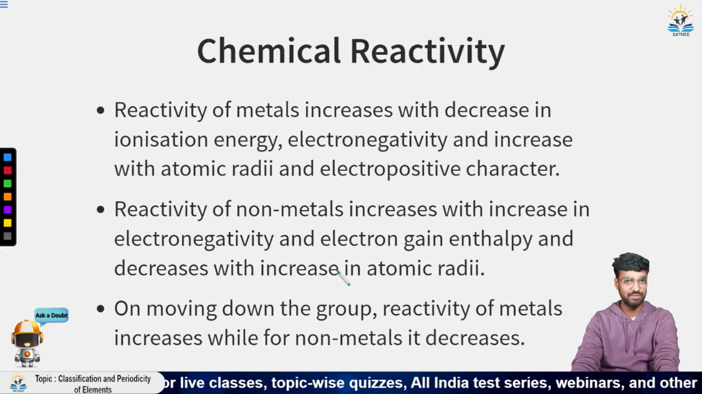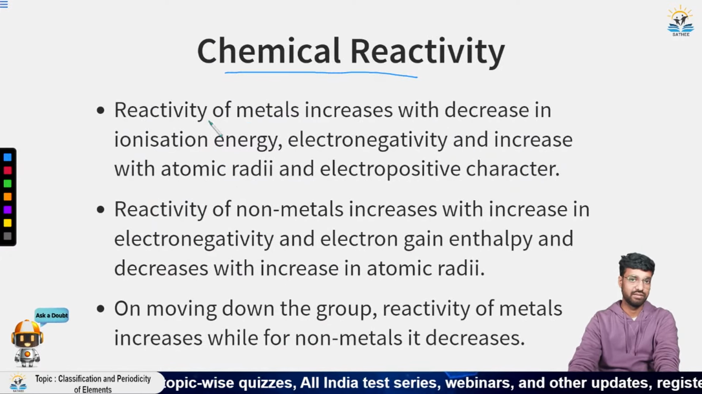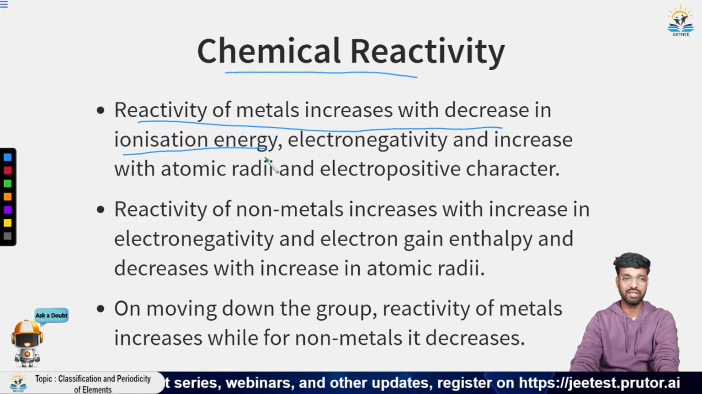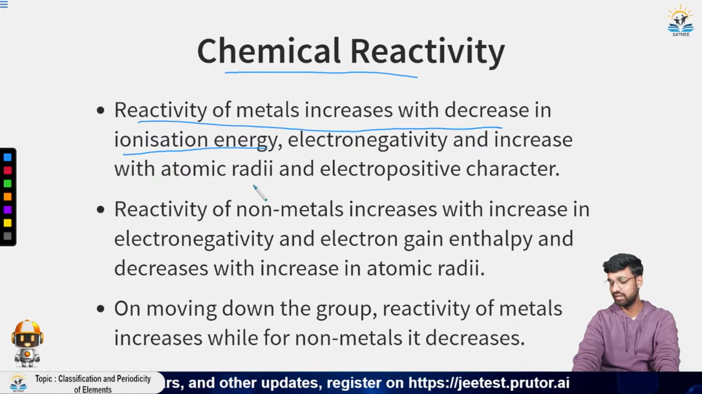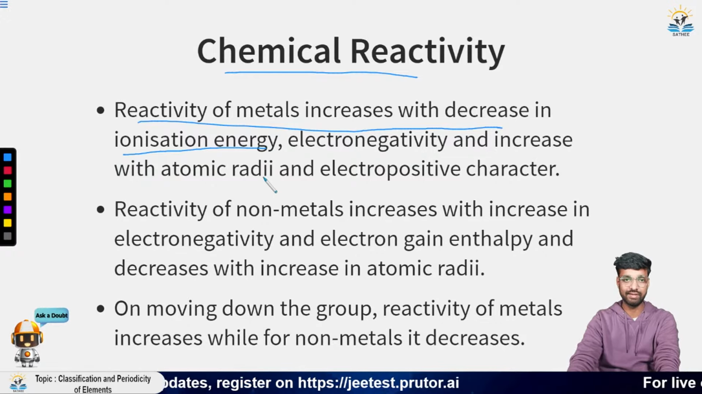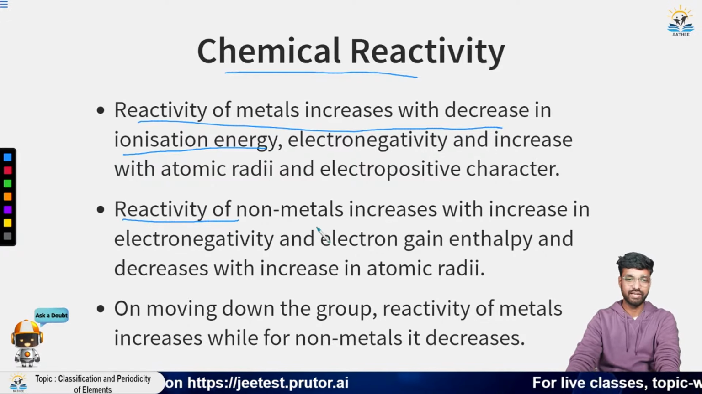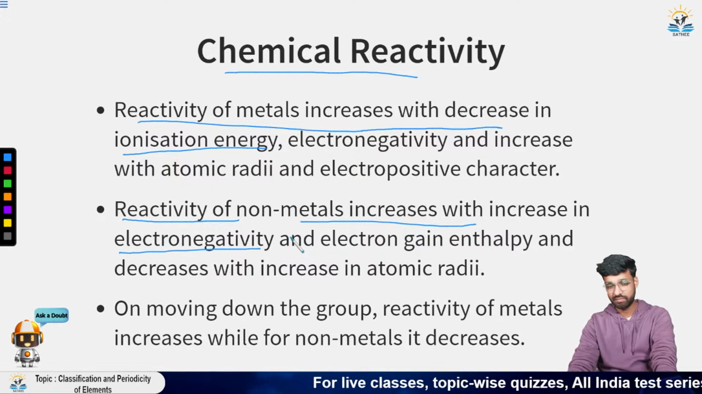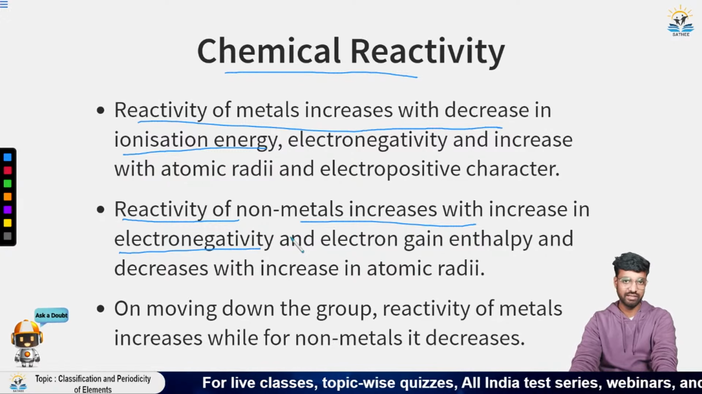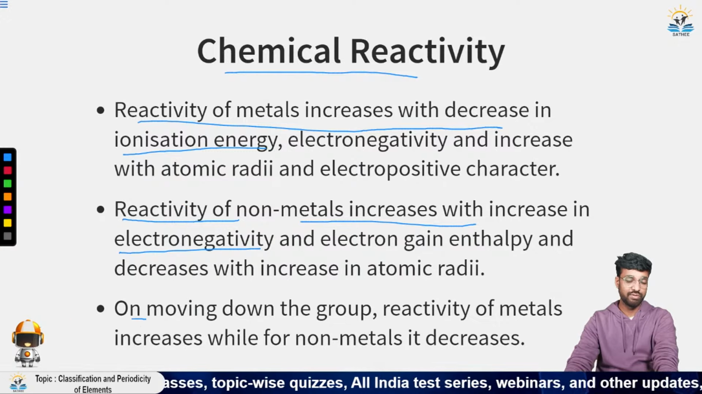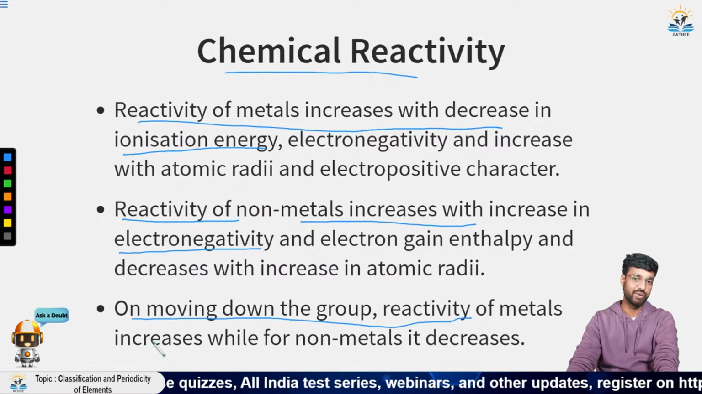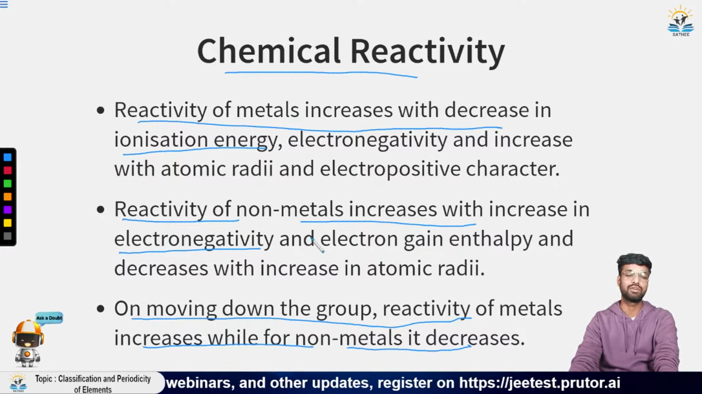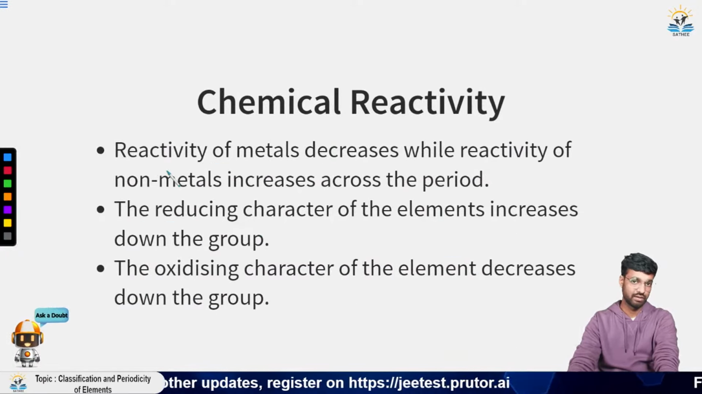Okay. Now let us see the chemical reactivity. The reactivity of metals increases with the decrease in ionization energy. Why? Because as the ionization energy decreases, it is easier to remove the electron and they react very easily. On the contrary, the reactivity of non-metals increases with the increase in electronegativity, because they will easily attract the incoming electrons of the metal and then form the bond. Now, on moving down the group, the reactivity of metals increases and for non-metals it decreases, because we know the electronegativity goes in the same way.